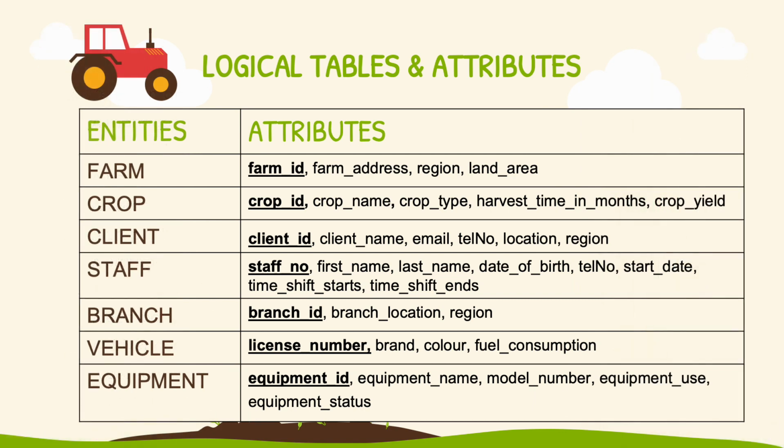The logical tables for this database management system contain strong entities: farm, crop, client, staff, branch, vehicle, equipment, and storage facility. For a farm, the farm has a primary key, farm ID, with its farm address, region, and land area being peculiar attributes to the farm. The crop has its ID as a primary key, as well as the name of the crop, the type of the crop in question, the harvest time in months, and then the crop yield for that crop.